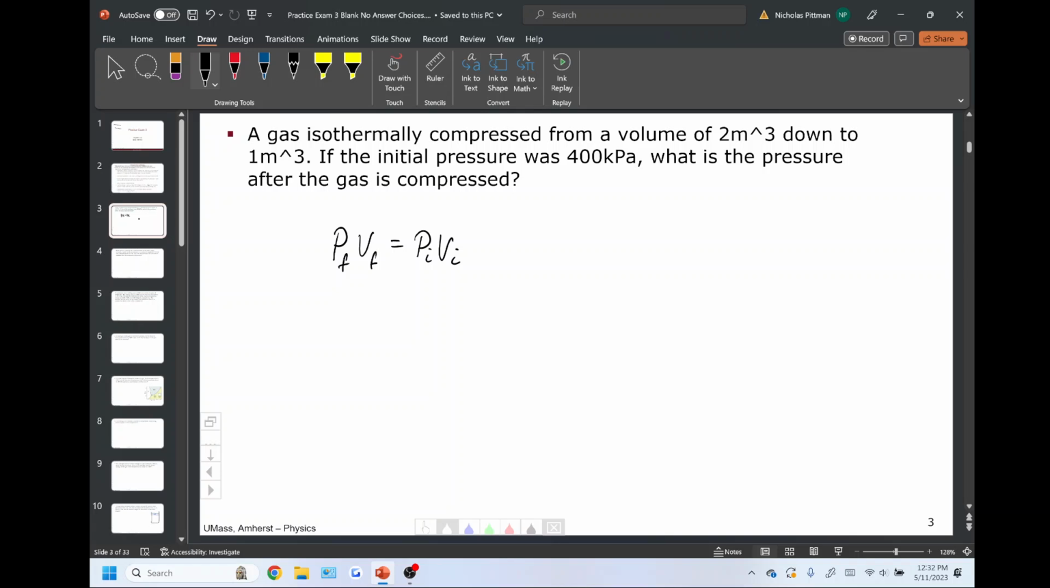Let's see, I'll move everything over. So I'm looking for P final, so I'm going to get it by itself. Okay, and now I just substitute in variables. P initial is 400,000 pascals. V initial is 2 meters cubed, right, because it's compressed from 2 meters cubed. And V final is 1 meters cubed. So this gives me 800,000 pascals.